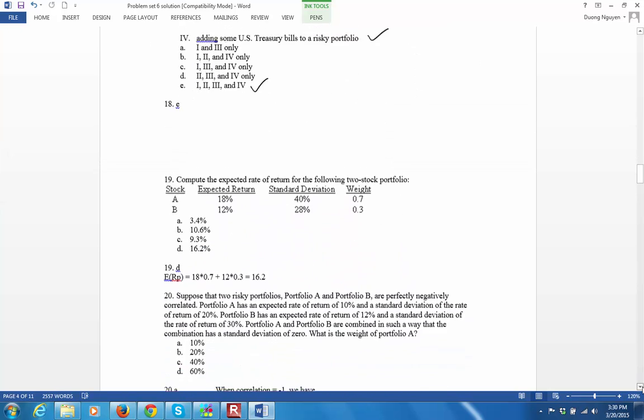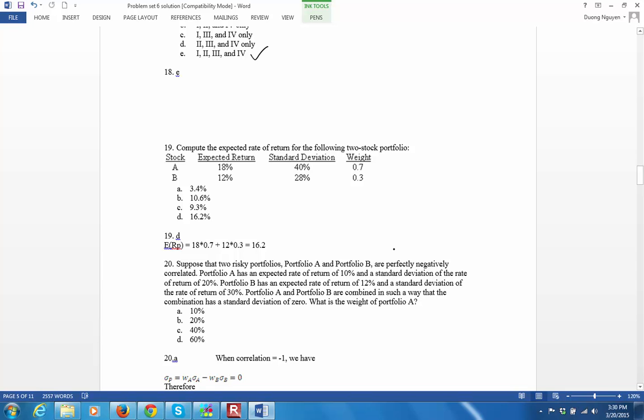Number 19, expected return. Simple. The expected return of the portfolio is the weighted average return. So multiply the return of A with the weight of A, which is 18 times 0.7 plus 12 times 0.3, equal to 16.2.